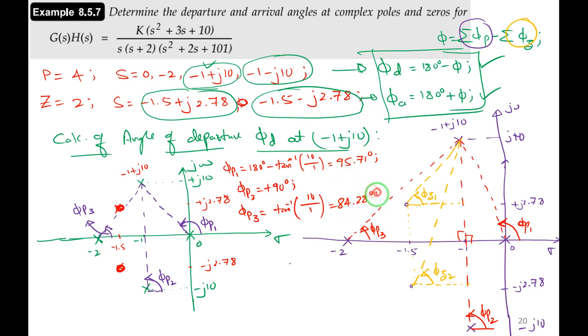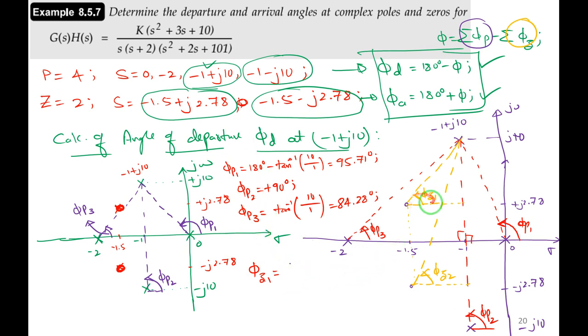84.28 degrees. So I calculated phi p1, phi p2, phi p3. Similarly, you calculate phi z1 and phi z2. If any doubts, please let me know. Okay, still time is there. I will finish this, at least calculate the angle of departure today.